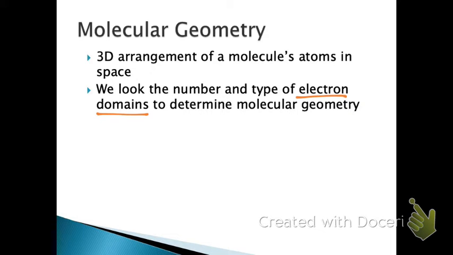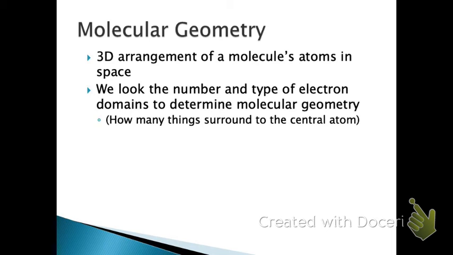So you might be asking the question, what's an electron domain, right? I said you have to use electron domains, but you should be asking now, well, what's an electron domain? An electron domain is essentially how many things surround the central atom. So an electron domain is how many things, or what types of things, are around the central atom.